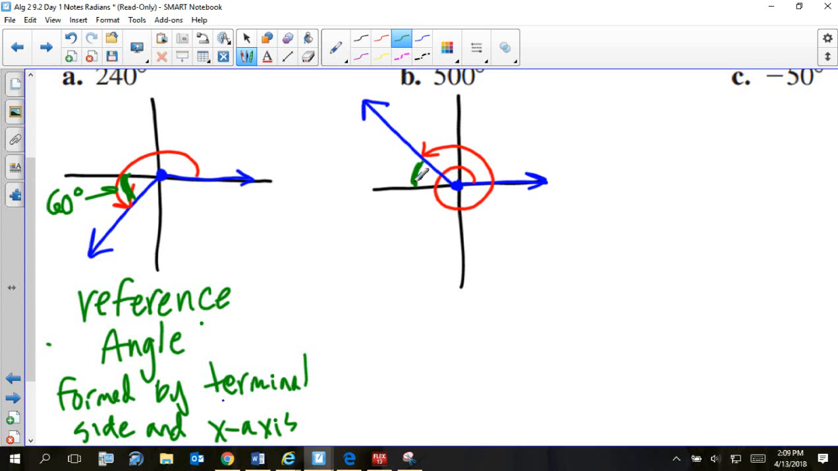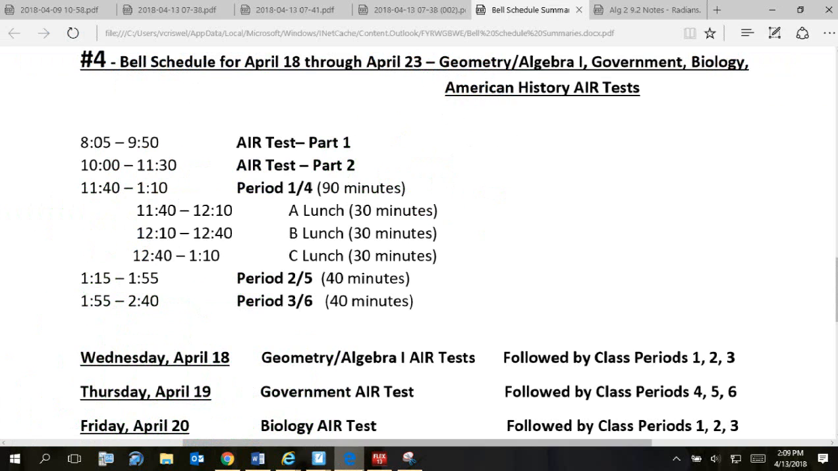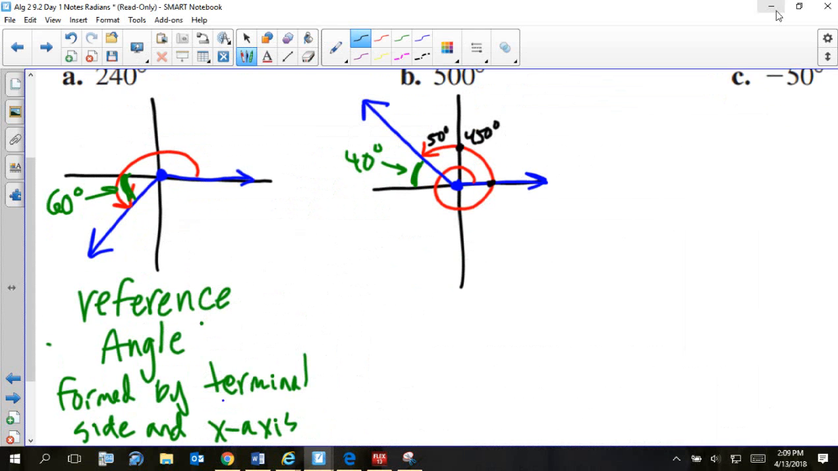I need to do that again. Went all the way around, that's 360. Went to 90 here, that's 450. We went 50 degrees more. What's left in this quarter? 40, because these are all 90s. Each of these is 90s. Maybe I should have said that. So our reference angle is 40 degrees. That reference angle is going to be very important.